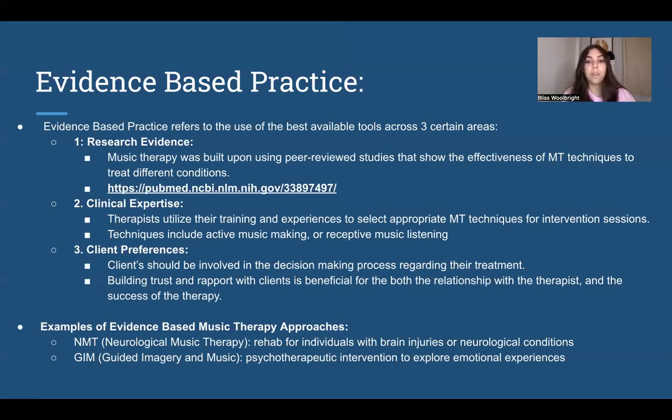A few examples of evidence-based music therapy approaches include the neurological music therapy, NMT, which aids rehabilitation for individuals with brain injuries or neurological conditions, and guided imagery in music, GIM, is a psychotherapeutic technique used to explore the emotional experiences. Both techniques show the importance of integrating research, expertise, and client-centered care in effective treatment.